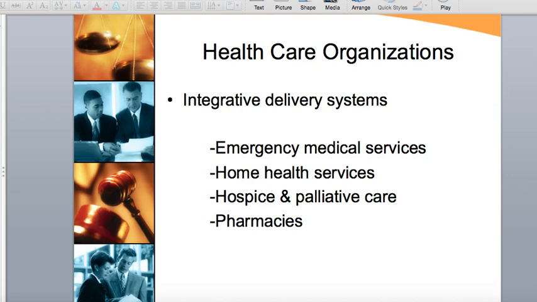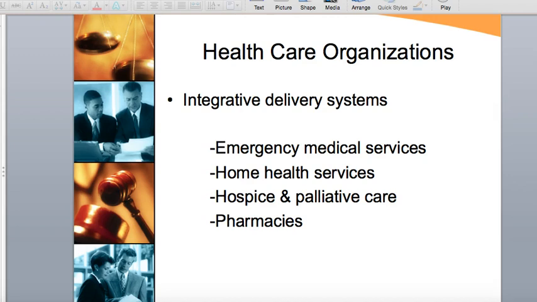And then once the patient is complete with the rehab, they may be transferred back to their primary care doctor for follow-up treatment. But integrative delivery systems can include emergency medical services, also home health services, hospice and palliative care, and pharmacies. That's another example of an integrative delivery system.